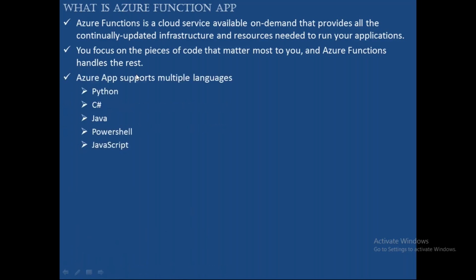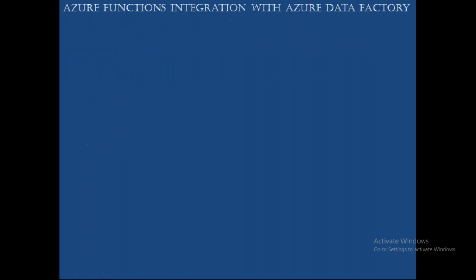Now Azure function app supports multiple languages: Python, C Sharp, Java, PowerShell, JavaScript, and some other languages also it will support. But if you're trying to create Azure functions from the portal, you may not be able to see all these options. Example, Python, you will not be able to see if you're trying to create the Azure functions app from the portal. I will show you that. So that's why we need to install the Visual Studio Code. From Visual Studio Code, we need to create the Azure function app. I will tell you all those things.